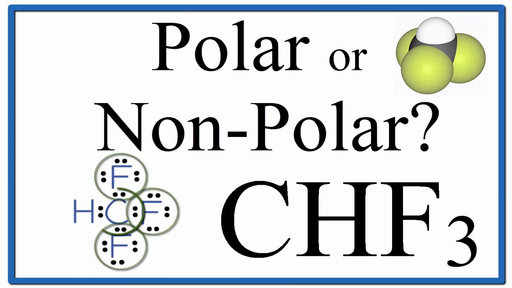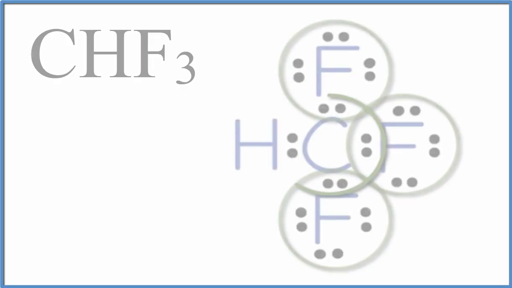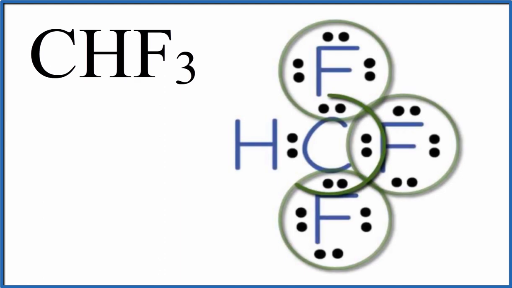To determine if CHF3 is a polar or nonpolar molecule, let's first look at the Lewis structure. When we do that, that'll tell us where the valence electrons are and how the atoms are arranged in the molecule. This is the Lewis structure for CHF3, and when we look at it, we can see we have those fluorine atoms around the carbon, and then we have that one hydrogen. So just looking at it, it doesn't seem to be a very symmetrical molecule.